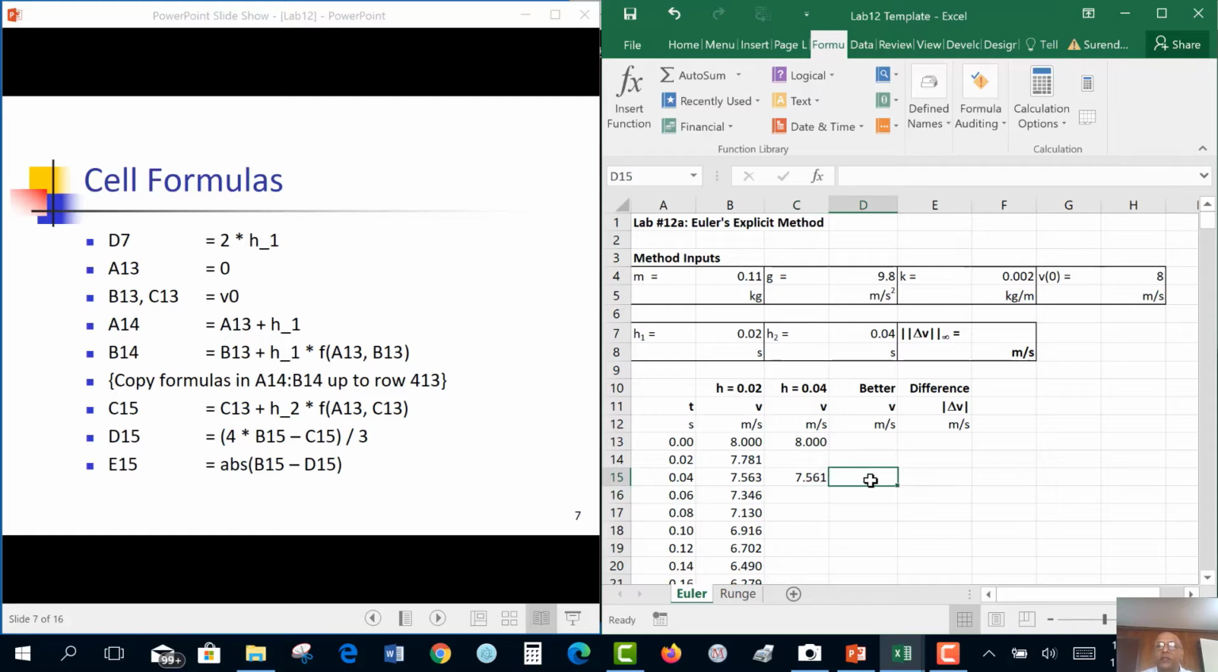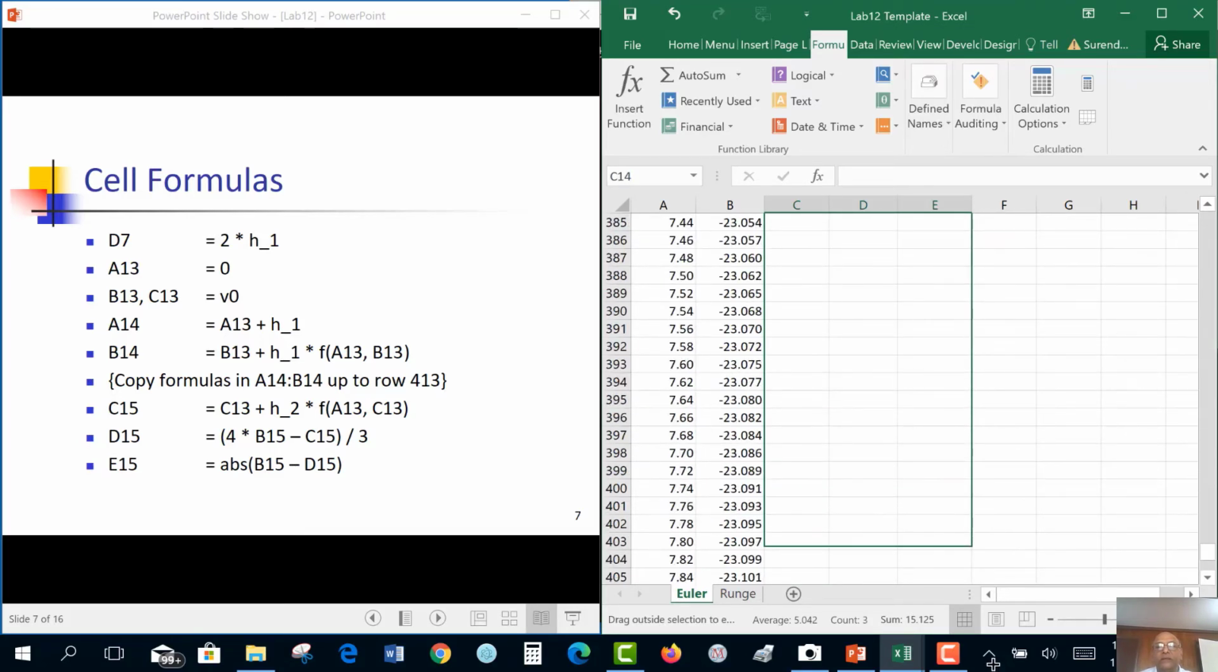We'll perform Richardson extrapolation. Remember, local error is proportional to h square. So our weight factor will be 2 square, which is 4. So 4 times thin strip minus thick strip divided by 3. And then our absolute difference between this value and our thin strip value. Okay. So remember, we are skipping a row. So we are going to pick up all these cells and copy them down to 413.